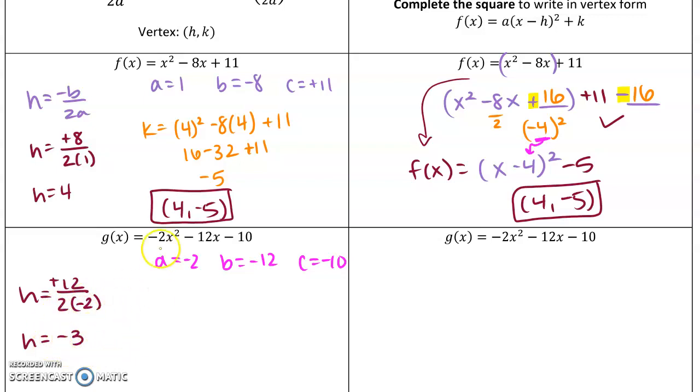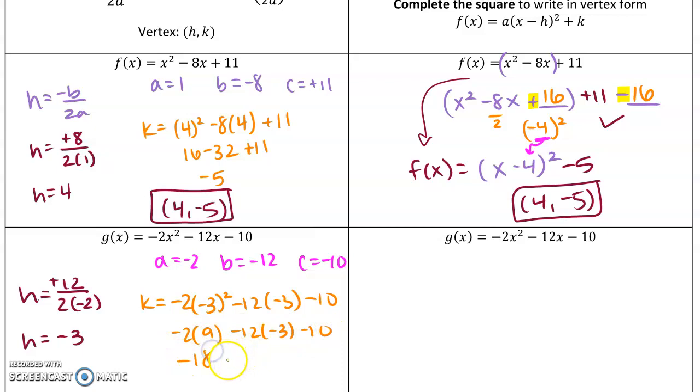And then you take this and you replace it back into your equation to find your k. So k is negative 2 times negative 3 squared, replacing it, minus 12 times negative 3 minus 10. In this case, order of operations, exponents first, so negative 2 times 9 minus 12 times negative 3 minus 10. In other words, negative 18, positive 36 minus 10. And when you combine that, your k value is positive 8, which means in this case your vertex is negative 3, positive 8.